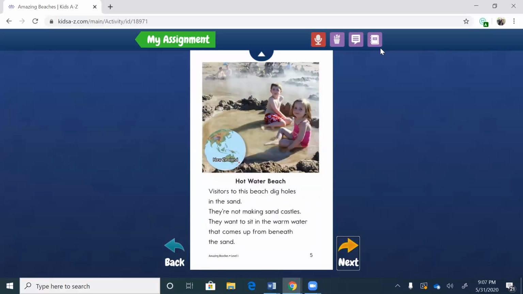All right, look at your picture first. And let's see what country it's in. New Zealand. Let's go ahead and read the heading. Hot water beach. That sounds kind of nice. I know the beach water is always so cold when we go. Visitors to this beach dig holes in the sand. They're not making sandcastles. They want to sit in the warm water that comes up from beneath the sand. That looks like fun.